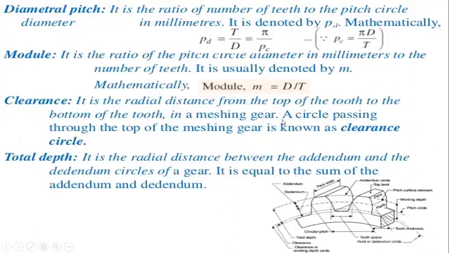Next one is the diametrical pitch. This diametrical pitch is the ratio of the number of teeth to the pitch circle diameter in millimeters, and it is denoted by PD. Mathematically, this can also be taken as T by D.